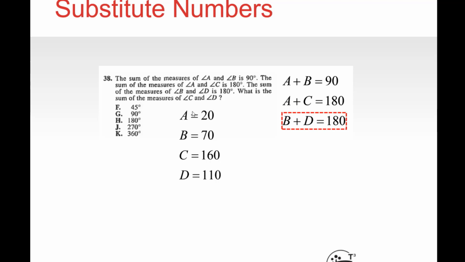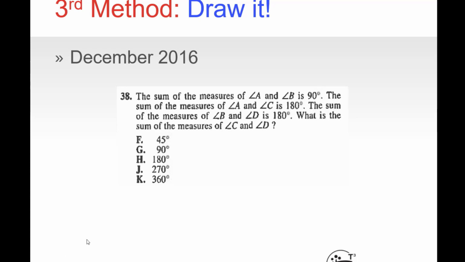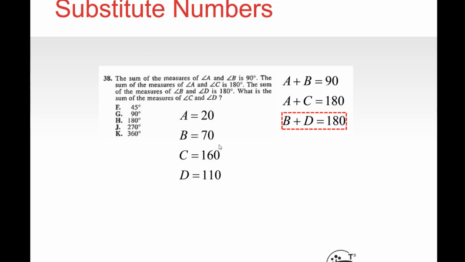And since we want to find the sum of C plus D, when we add C plus D, we get 270. So a whole different way of doing this, still got the same answer of 270. Press pause as needed.